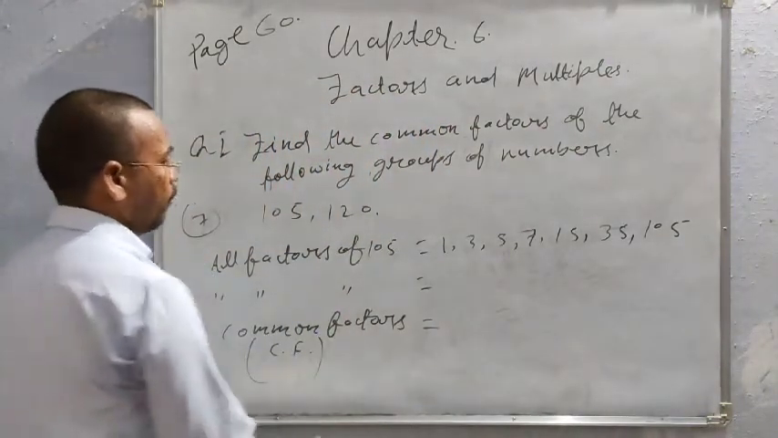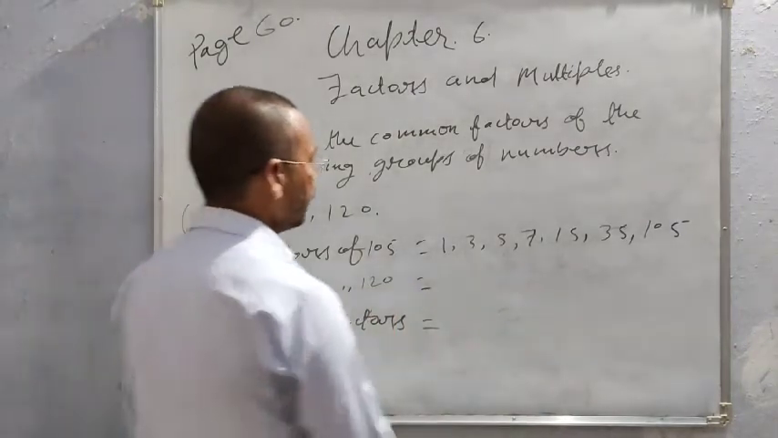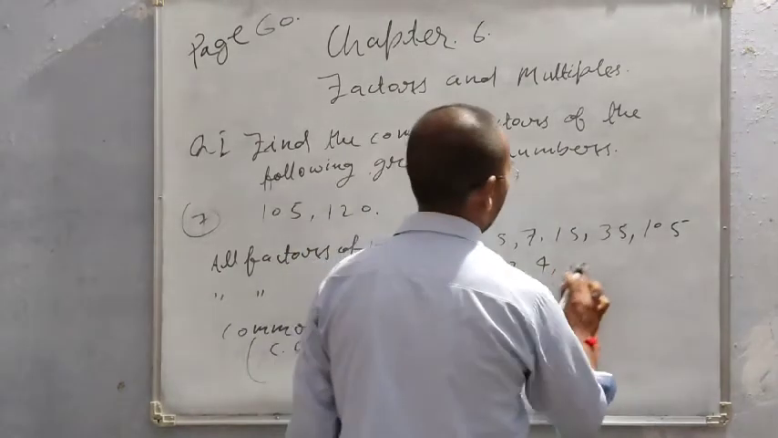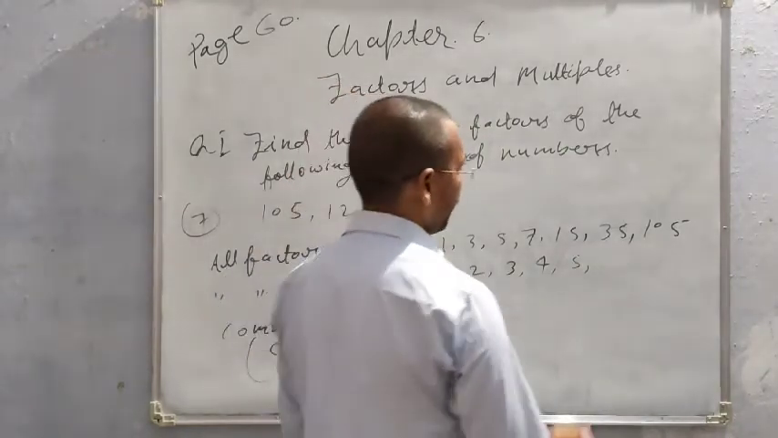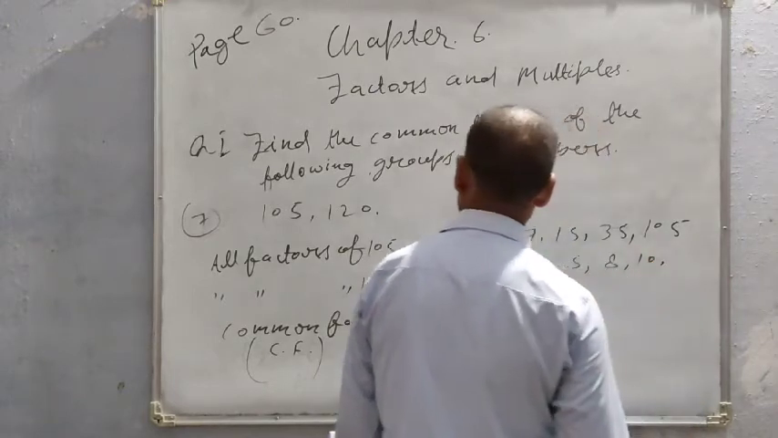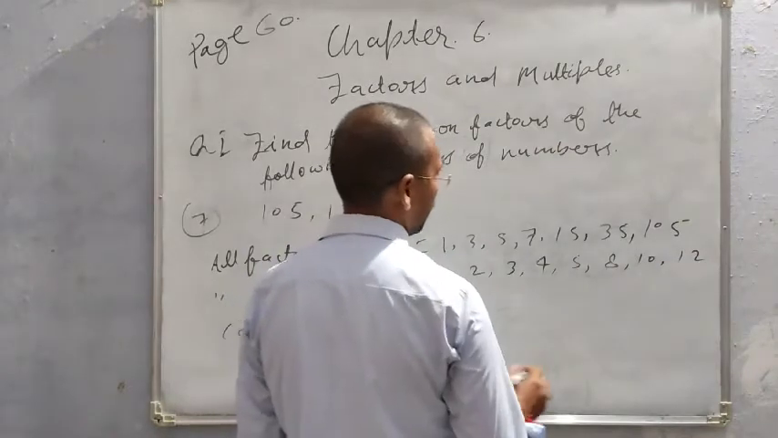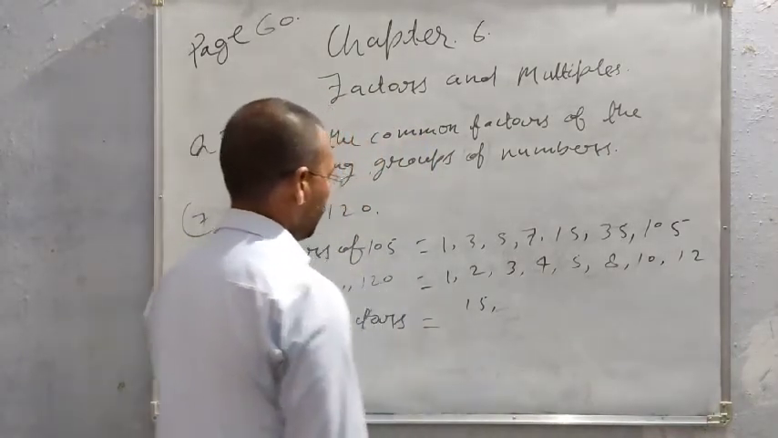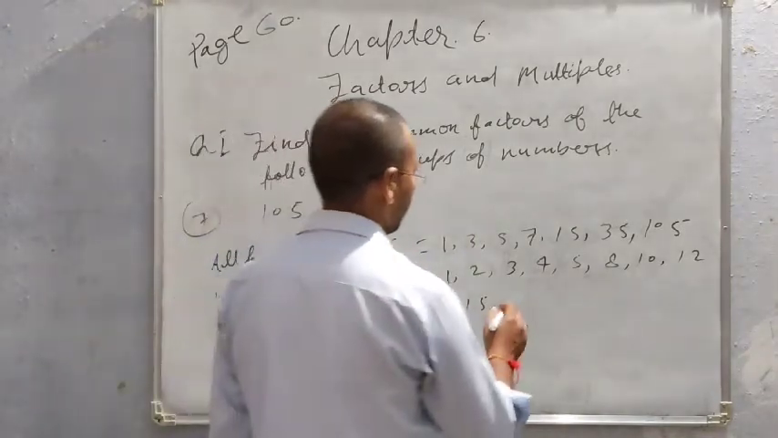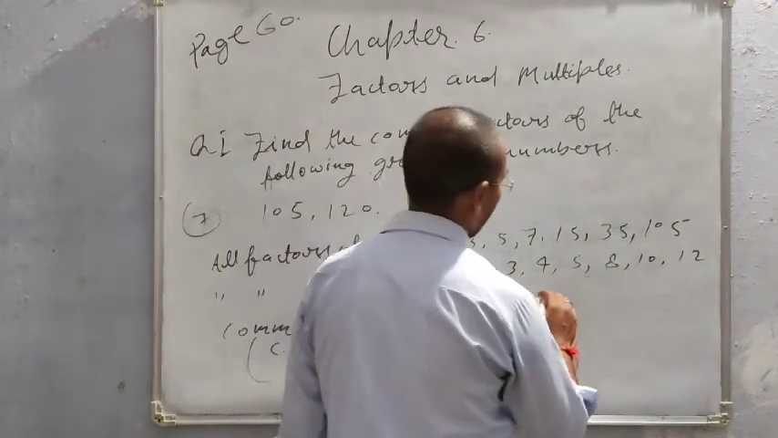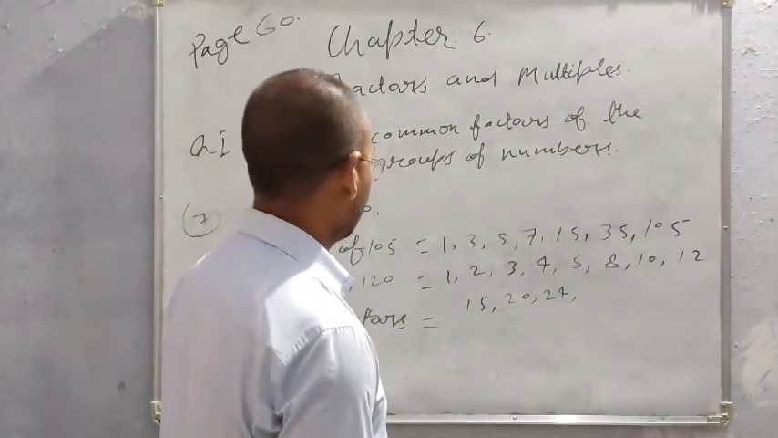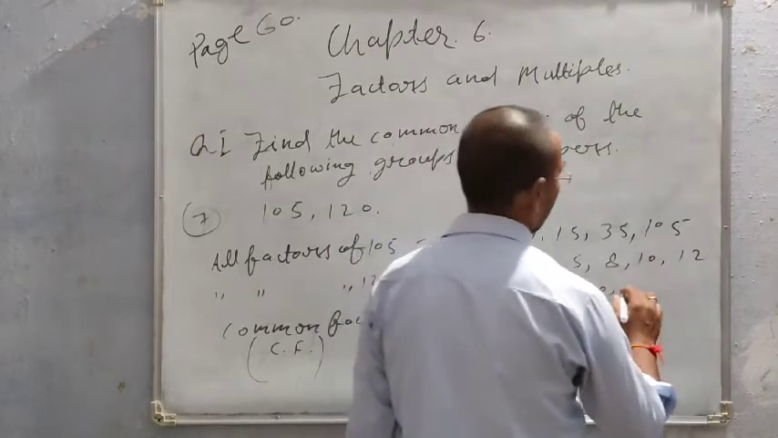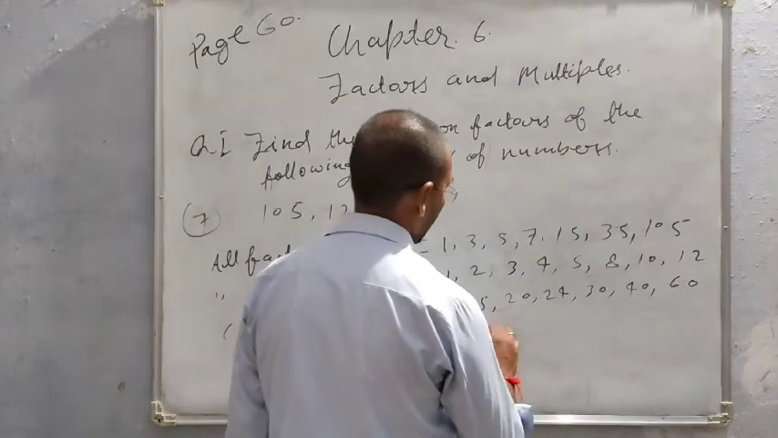And similarly you have to write all the factors of 120: 1, 2, 3, 4, 5, after 5, 8 and 10 and 12 and 15 also, after 15, 20 and 24, and then 30 also, 40 also, 60 also, and 120.